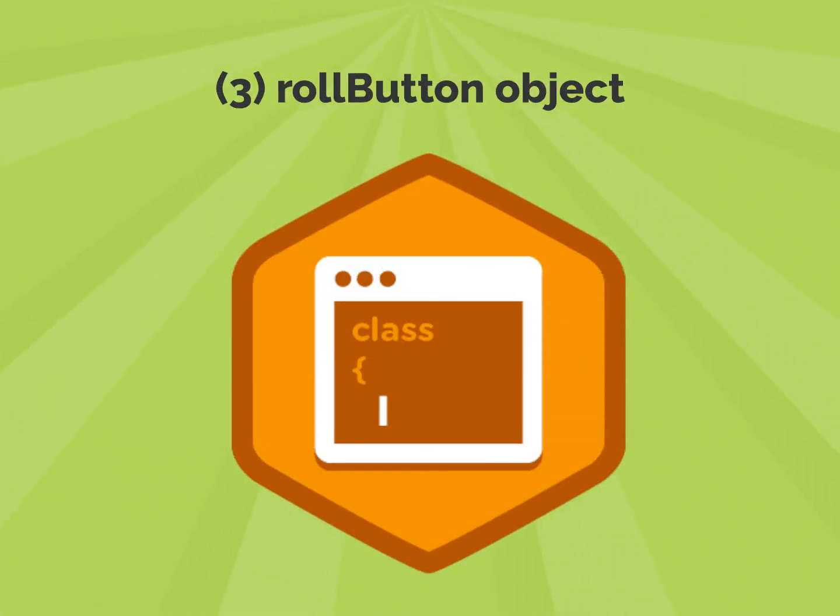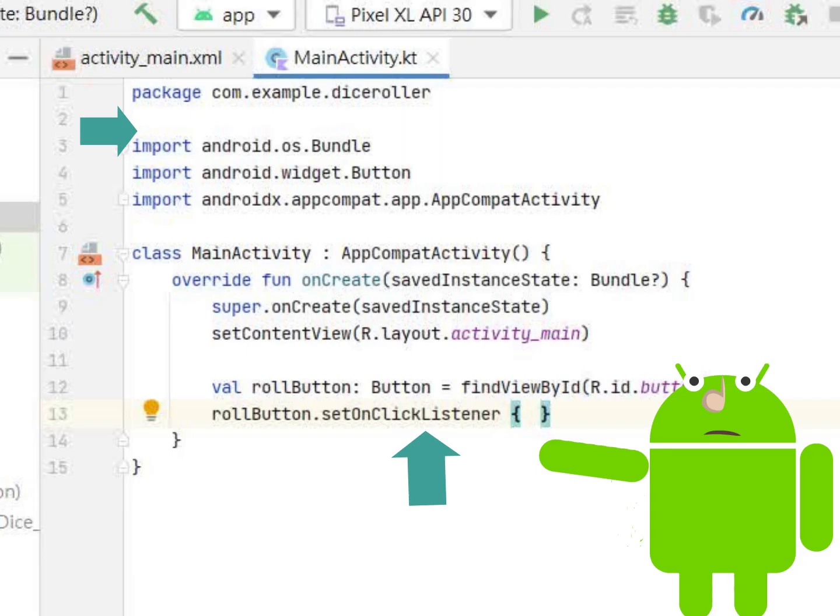3. rollButton object. A click listener is some code that performs actions when a click occurs. The click listener here is used to listen for the user's click on the button.